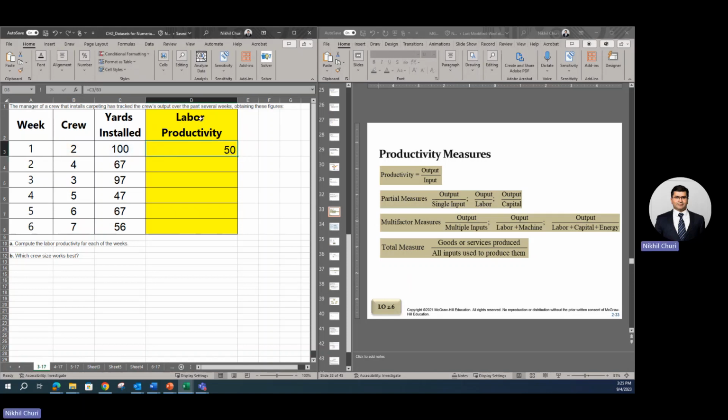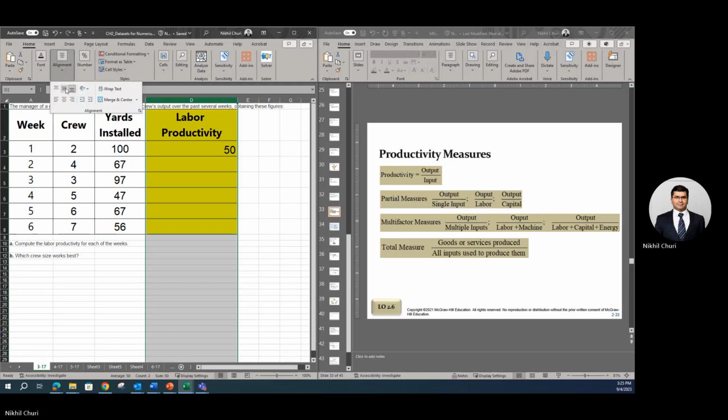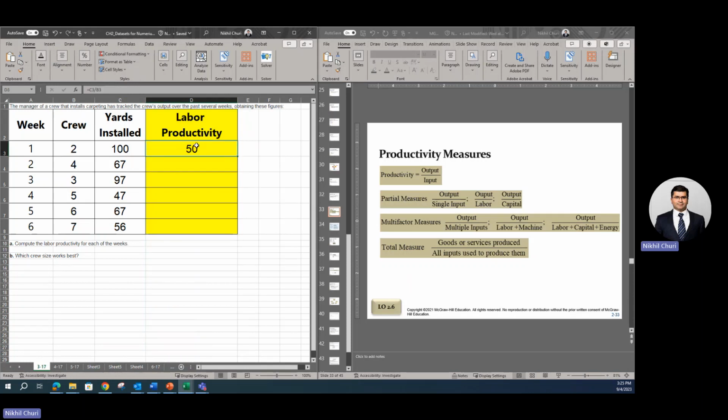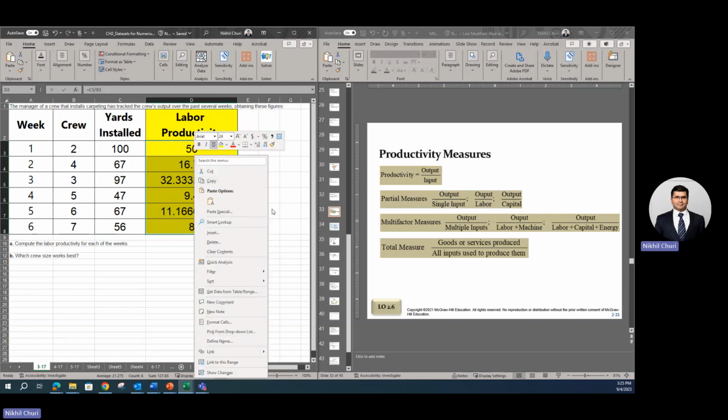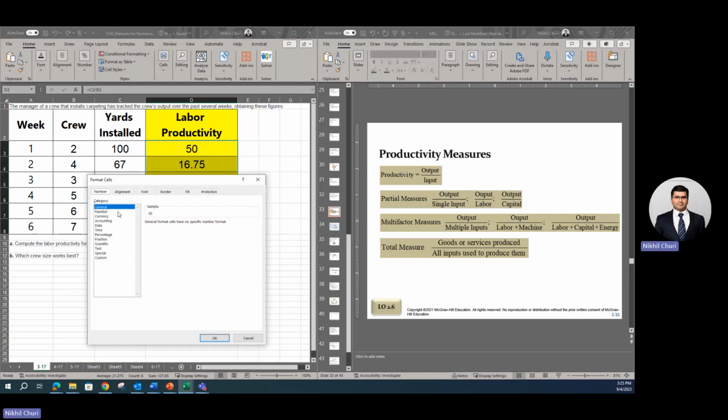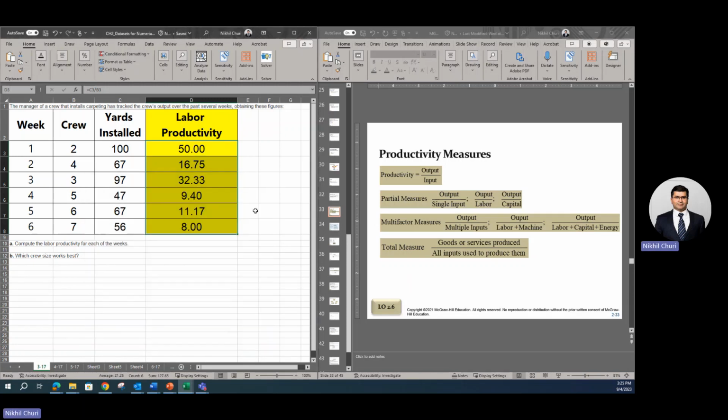So again, I will drag, let me use standard formatting. Center. So for week 1, this is my labor productivity. I'll just drag this all the way down. And again, these are the numbers I'm getting. I'll format it, try to keep it to 2 or 3 decimal points. Let's go with number. For now, I'll stick with 2 decimal points.